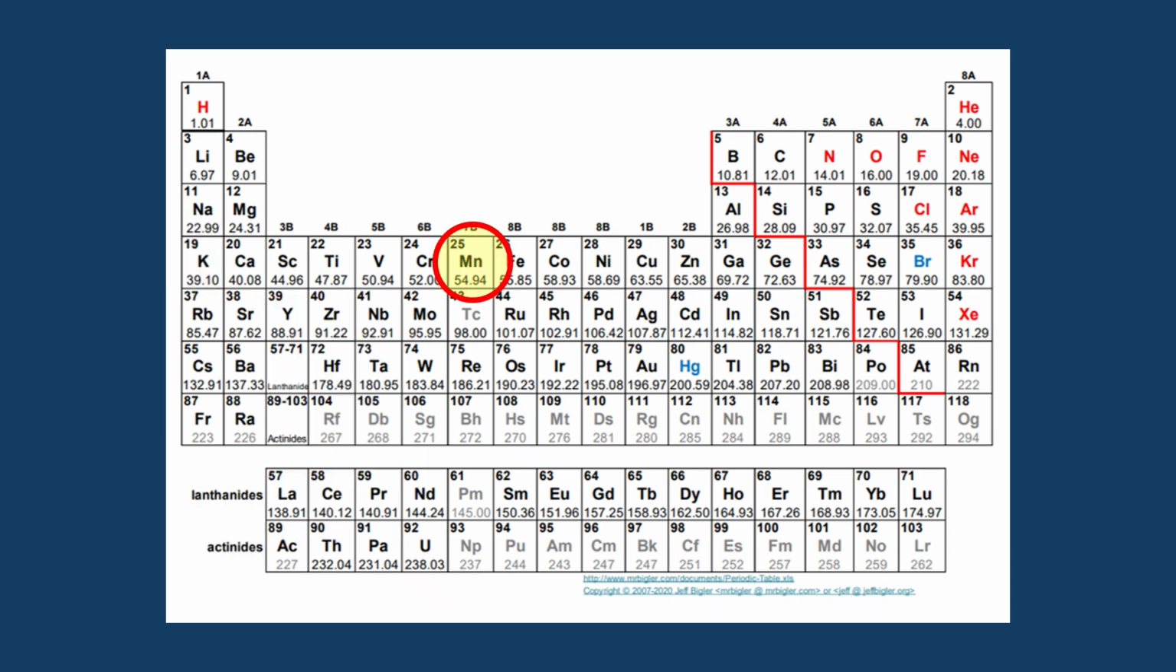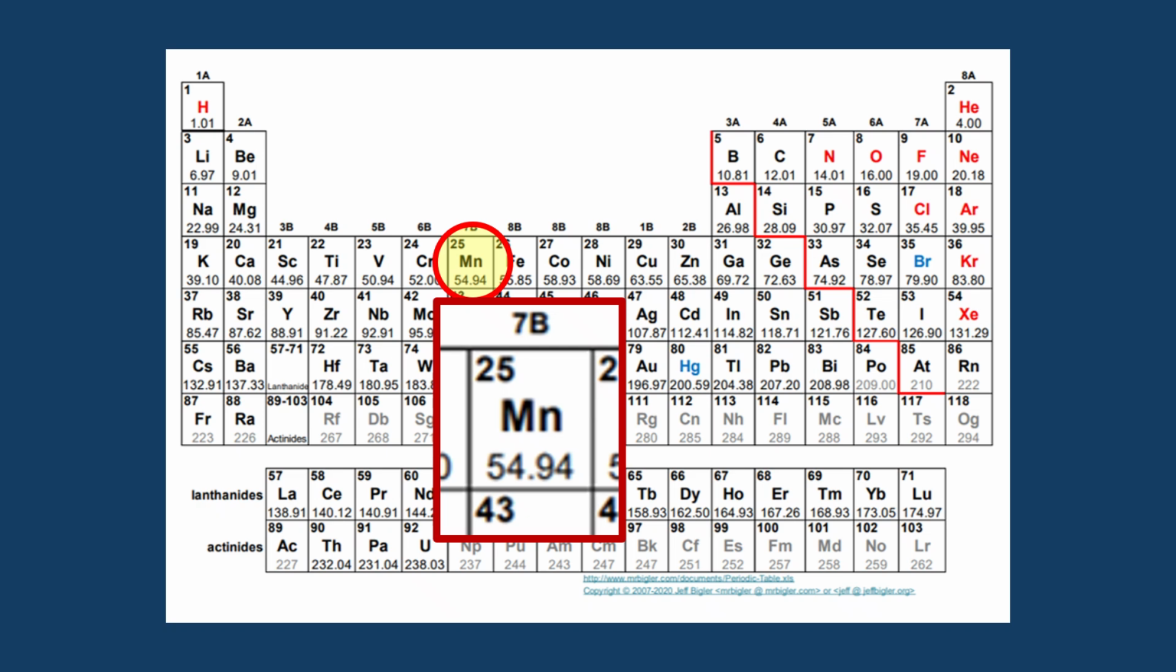Manganese is another that students confuse with other elements fairly often. It's located on the top row of the transition metal block of the table, and it has an average atomic mass of 54.94.